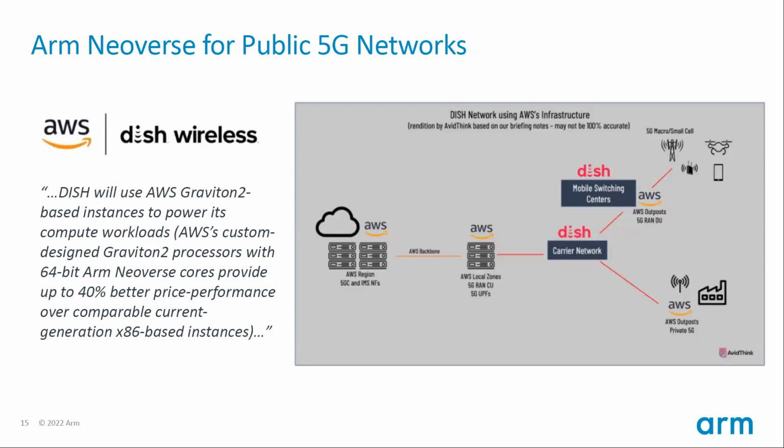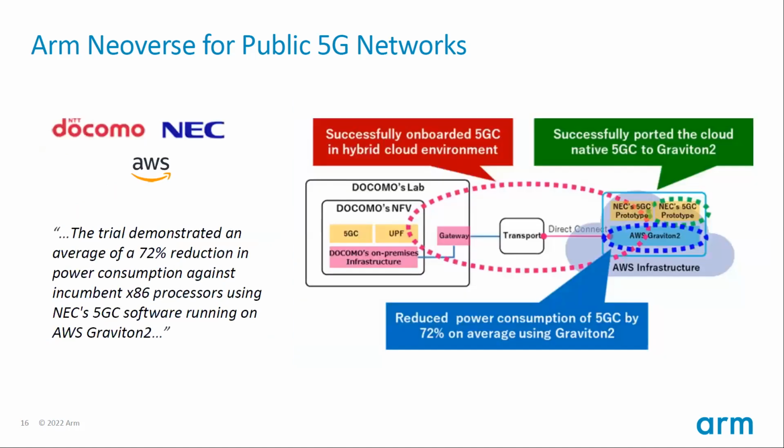Now, I want to get into the advantage of ARM a little bit. As I mentioned, this shows ARM solutions for deployments of their 5G network. It's an ongoing effort. Also, I mentioned that Docomo moved their core network to AWS. They saw a 72% drop in power consumption. So we weren't even involved in this study, but it matched the numbers we saw.